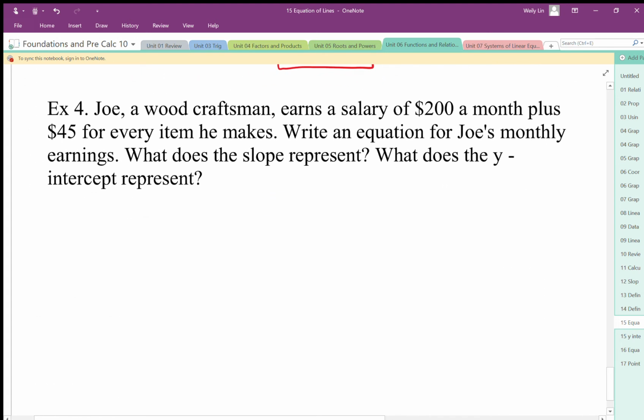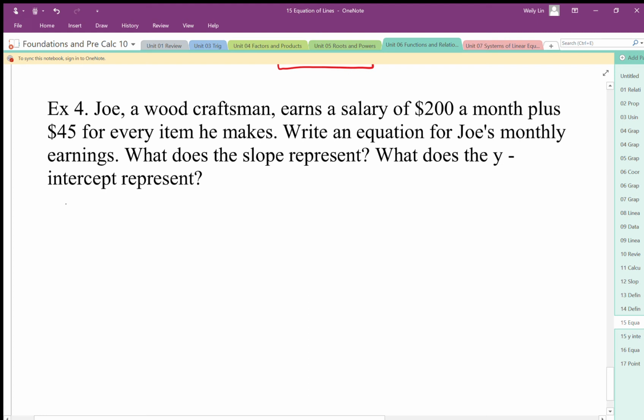So here Joe, a wood craftsman, earns a salary of $200 a month plus $45 for every item he makes. Well, if I'm reading this correctly, what I'm looking for in my relationships are a starting amount and a rate of increase, $45 for every item he makes. Well, my independent variable should be the number of items he makes, and the dependent variable should be the monthly earnings.